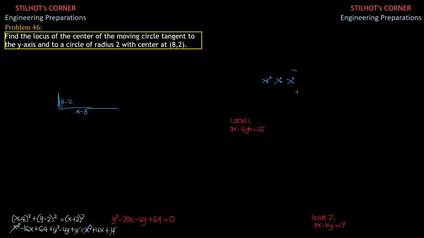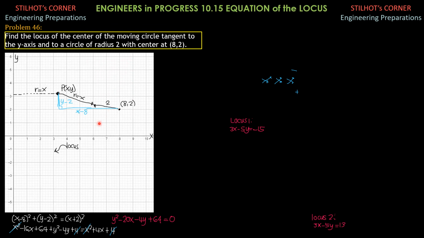Problem 46. Find the locus of the center of the moving circle tangent to the y-axis and to a circle of radius 2 units with center at (8, 2). To help analyze the situation, let's have the figure. This is the fixed circle with center at (8, 2). The radius is 2 units. And we have a moving circle which is always tangent to this fixed circle and the y-axis as shown.